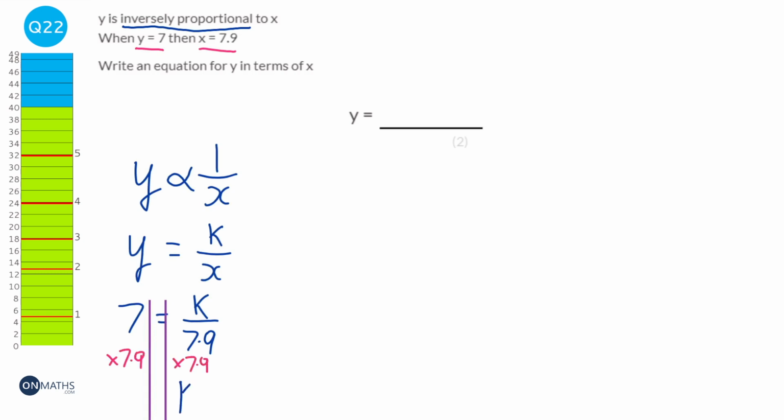And so we have k equals 7 times 7.9, which is 55.3. So we know that k is 55.3. So I'm just going to rewrite this formula here, but instead of k, I know that it's going to be 55.3. So our answer is y equals 55.3 over x.